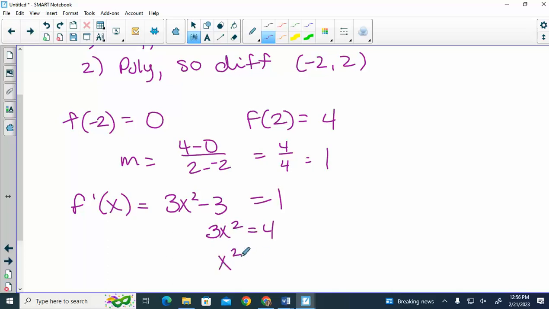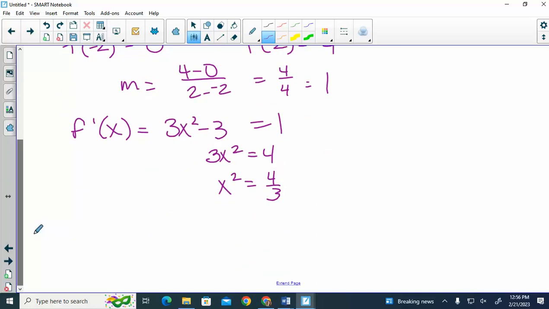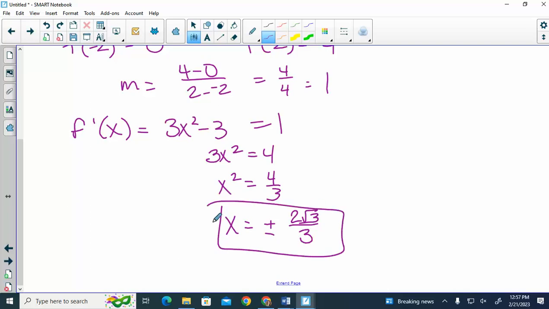So x squared equals 4/3. Square root plus and minus, you get 2 over the square root of 3, so 2 radical 3 over 3. You have to verify both of those do fall between -2 and 2. So those are the numbers. Mean value theorem and Rolle's theorem weren't hard, but you do need to go back and refresh what they said, how to use them, and what the criteria are.